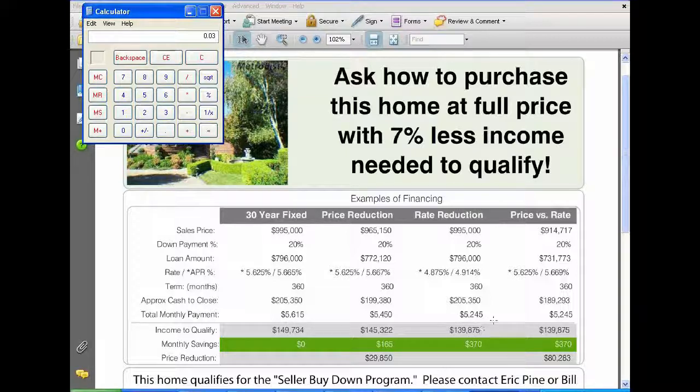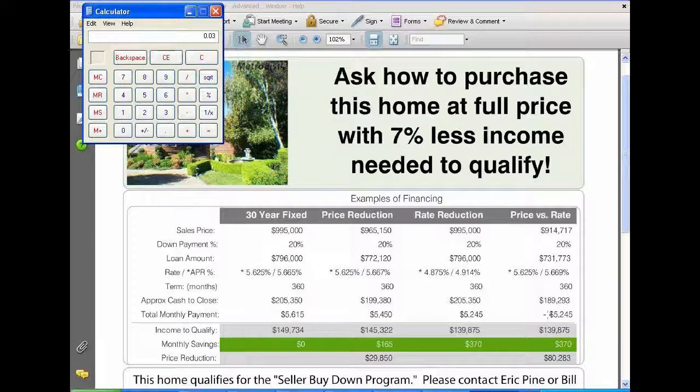So on a seller buy-down, we want to show them that if they give the same 3% to buy down the rate, you can open it up to a larger pool of potential buyers. You're going to save them more per month. And to get the same monthly payment here at $52.45, you would have to drop your price by $80,000 in order for the monthly payment to net the same.